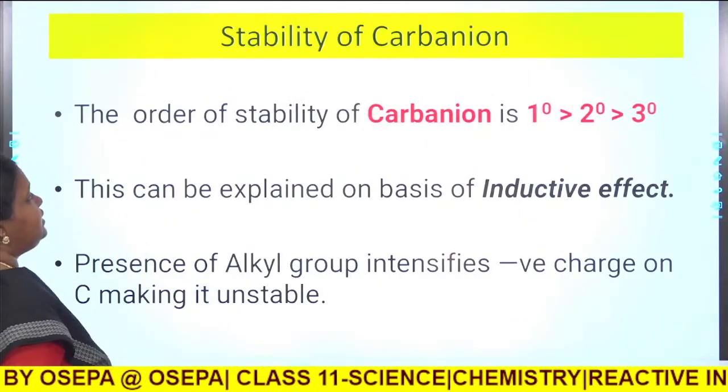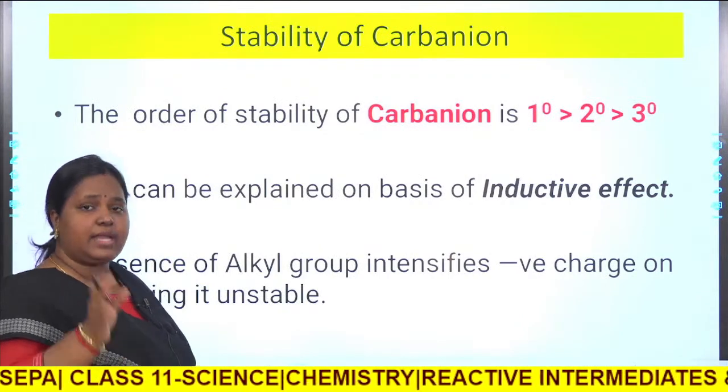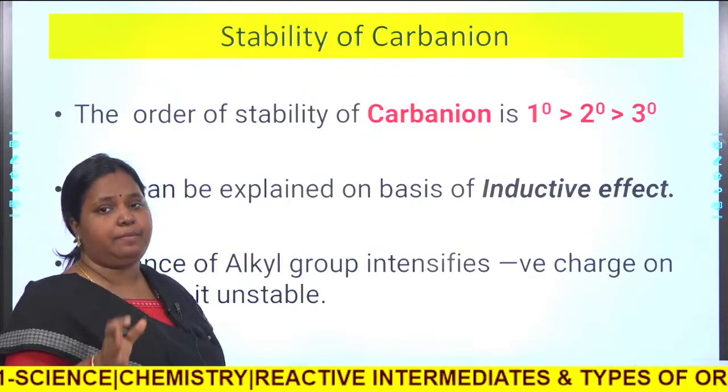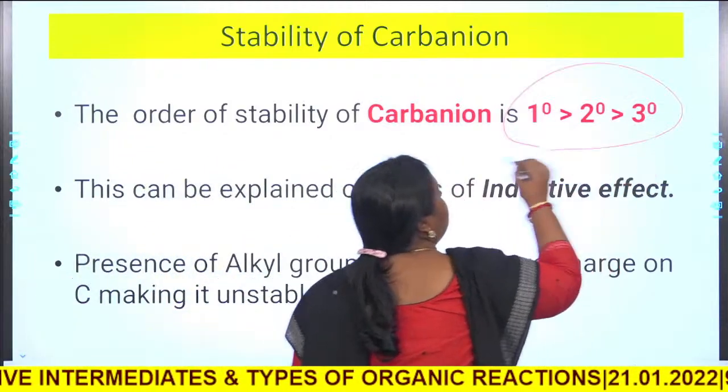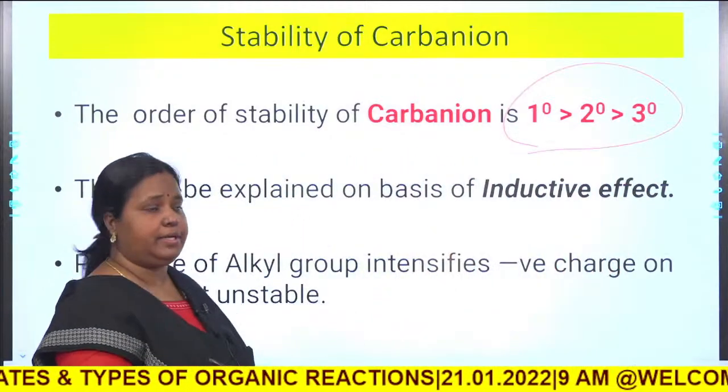Now, let us see the stability of the carbanion. The stability order of carbanion is primary greater than secondary greater than tertiary. It is just the reverse of that of the carbocation stability.